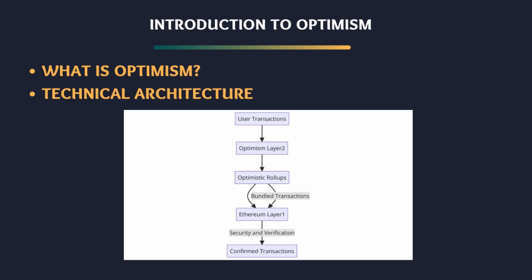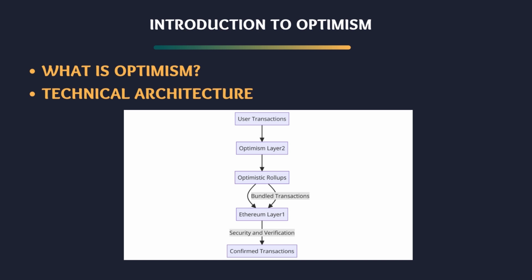Let's take a look at the diagram illustrating the Optimism architecture and its interaction with Ethereum Layer 1. 1. User transactions. The process starts with user transactions, represented by the first box in our diagram. 2. Optimism Layer 2. These transactions are sent to the Optimism Layer 2, which is designed to handle a large volume of transactions efficiently.